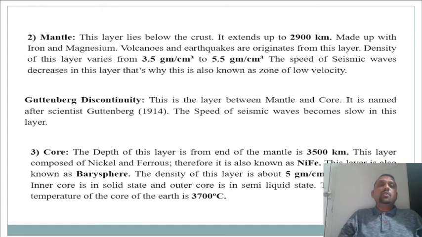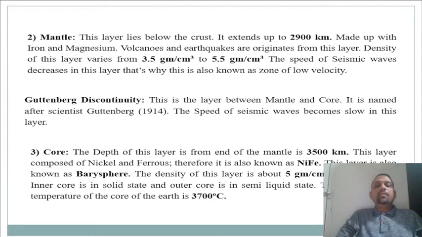The last layer of the interior of the earth is the core. The depth of this layer, from the end of the mantle, is 3500 km. This layer is composed of nickel and ferrous, the iron you can say, and therefore it is also called Nife. This layer is also known as barysphere. The density of this layer is about 5 gram per centimeter cube to 13 gram per centimeter cube. The inner core is in a solid state and the outer core is in a semi-liquid state. The approximate temperature of the core of the earth is 3700 degrees Celsius.